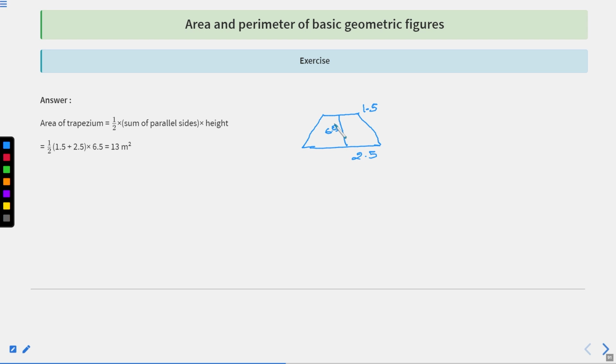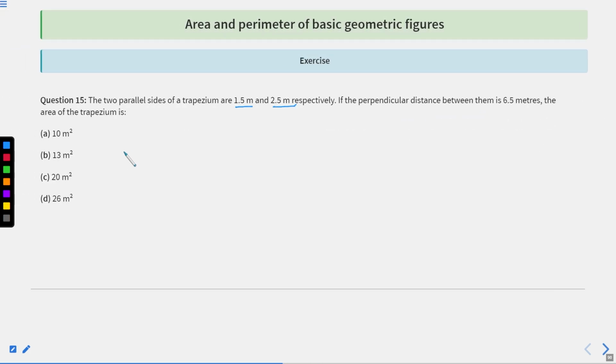So the area of trapezium is given by half into sum of parallel sides into height. So the sum of parallel sides will be 1.5 plus 2.5. These are the two parallel sides here, and height is 6.5. So if I substitute the values, I will have half into (1.5 plus 2.5) times 6.5, that will be 13 meter square. So the correct option should be option number B, that is 13 meter square.